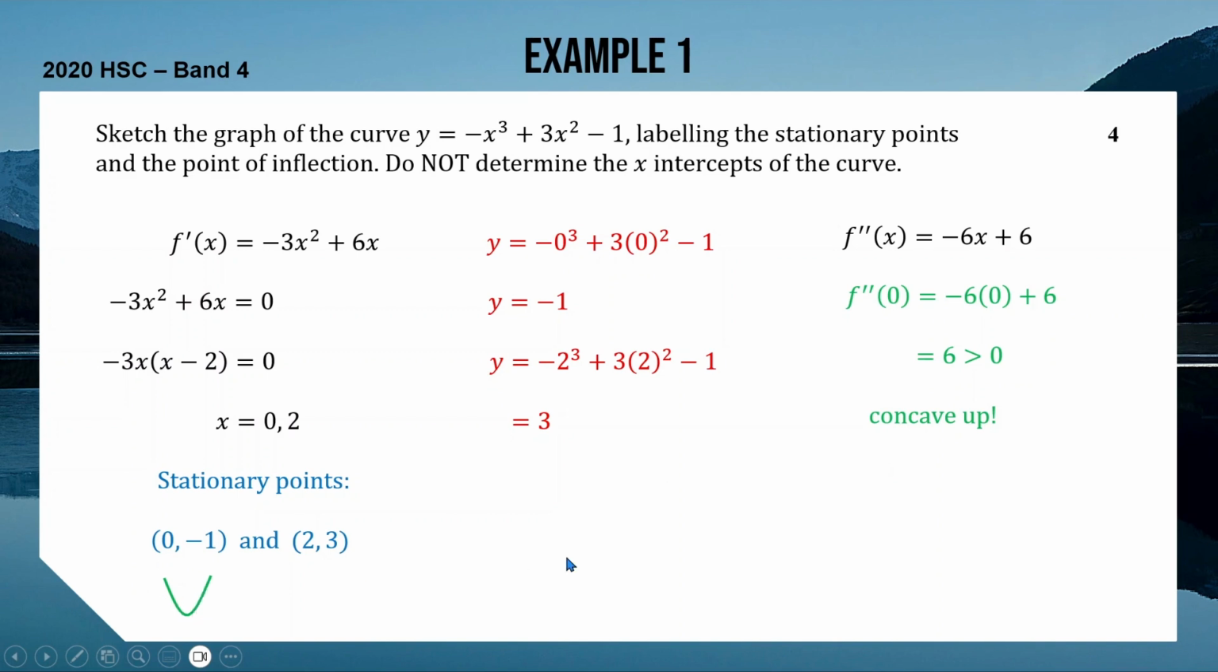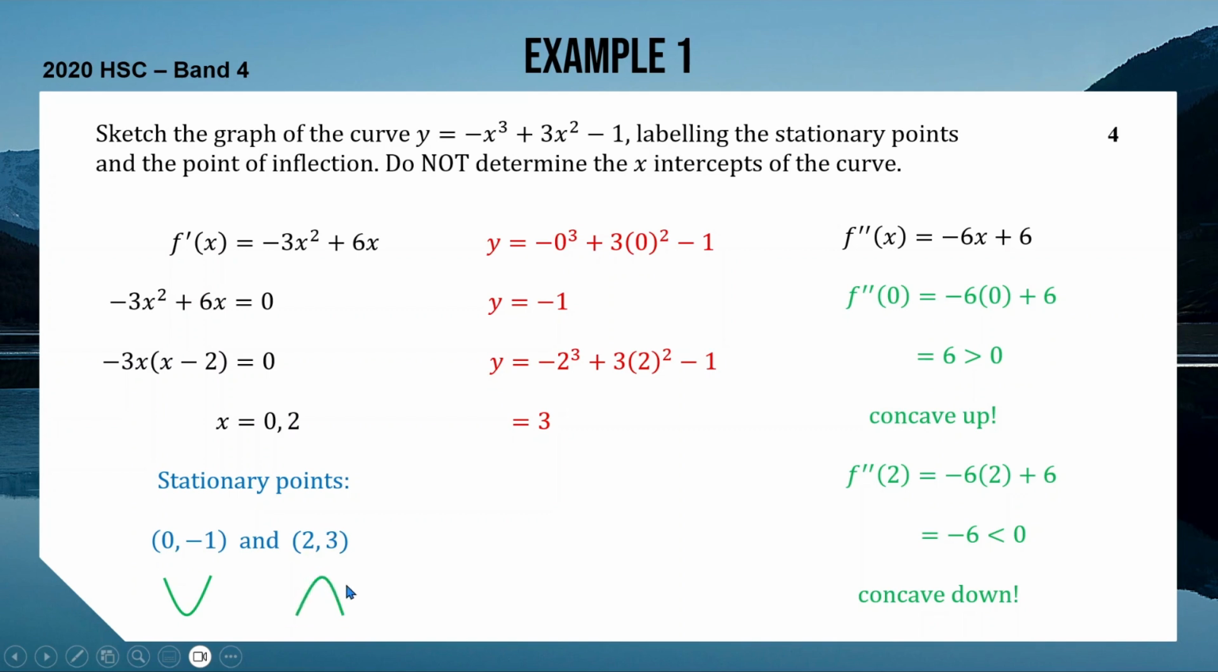Now let's see what the second derivative is doing when x is equal to 2. So we're going to do f double dash of 2. Subbing it in, we get negative 6 times 2 plus 6. This gives us a value of minus 6, which is crucially negative. The second derivative at x equals 2 is negative. Negative means frowny face, so it's a maximum turning point, which is concave down. So our second stationary point is a maximum turning point, which looks like this.